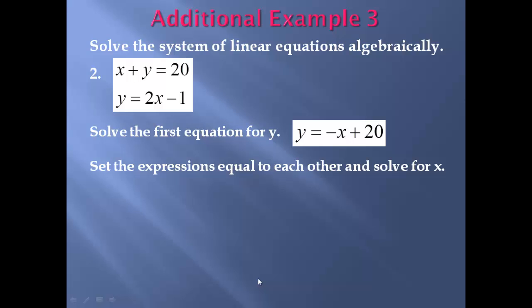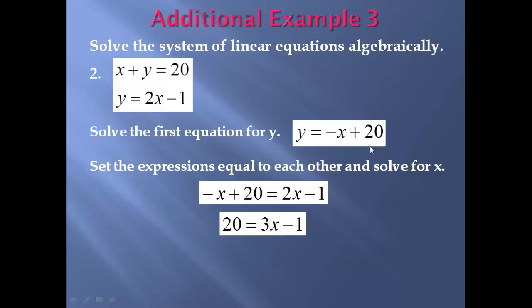Next, we're going to set the expressions equal to each other and solve for x. If we know that y equals 2x minus 1, and we also know that y equals negative x plus 20, that tells us that 2x minus 1 would be equal to negative x plus 20. Or we can say negative x plus 20 equals 2x minus 1. Now we're going to solve this for x.